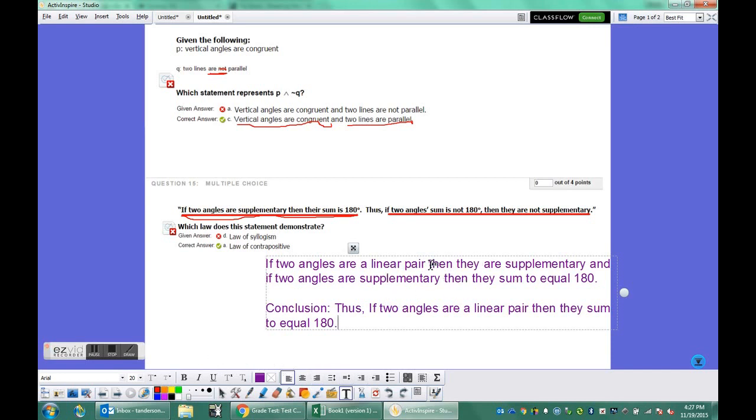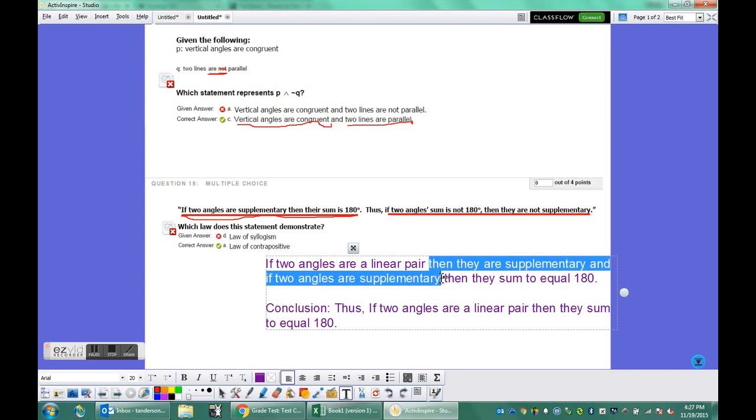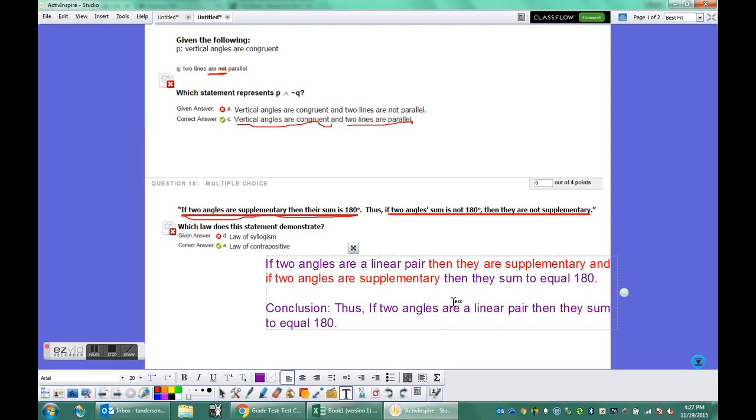So I'm basically striking through the middle part here because the part in red matched. So all I'm left with is the part in purple. If two angles form a linear pair, then they sum to equal 180. So that's going to be when you're using syllogism. So you're going to end up having 3 if-then statements when you have law of syllogism. When you've got law of contrapositive, they gave me one statement, then they gave me the contrapositive. That was it. I only had 2 things. Okay.